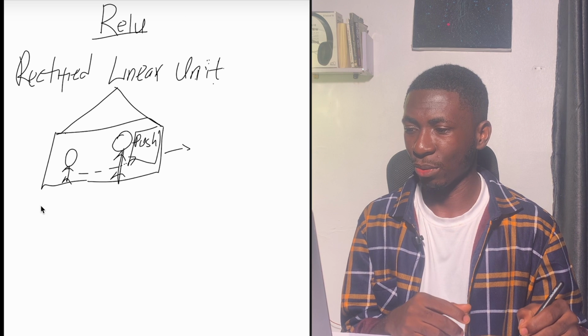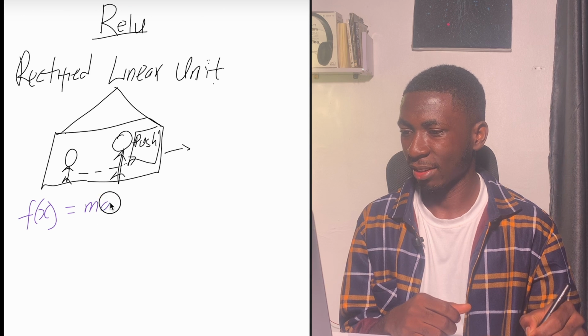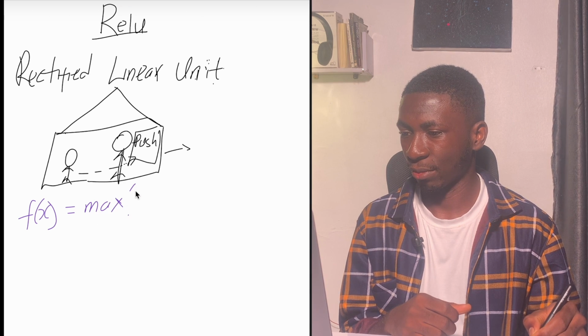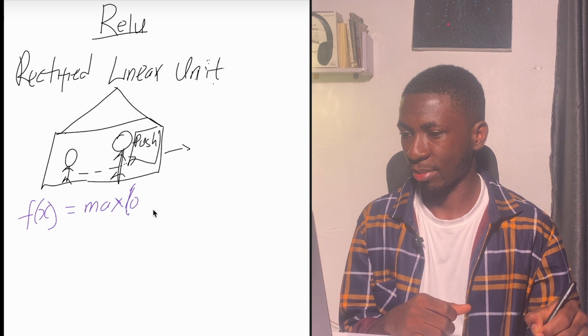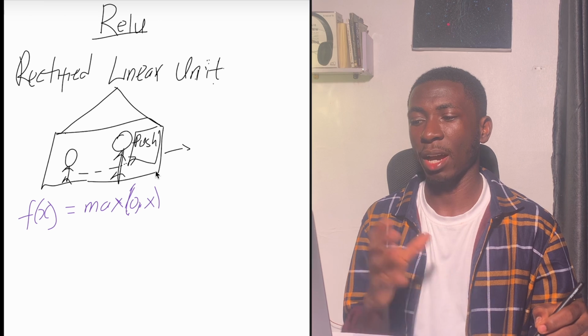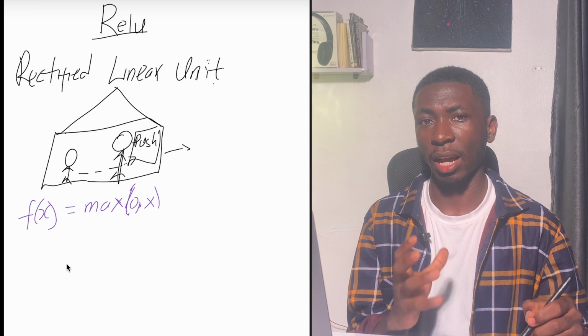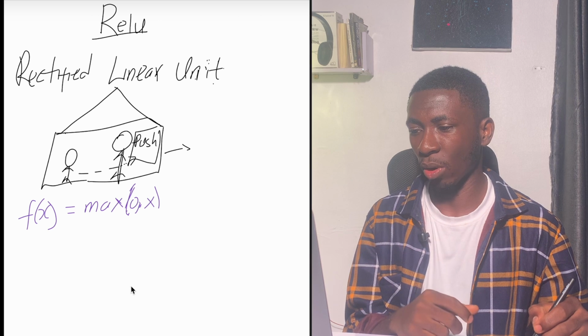So we have the Relu formula: f(x) = max(0, x). So that means f(x) equals max of 0 and x. And when this child approaches this door, watch and see what happens.